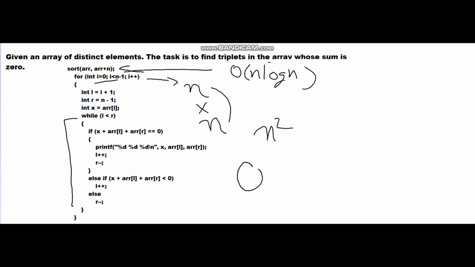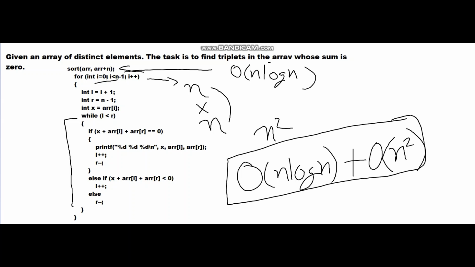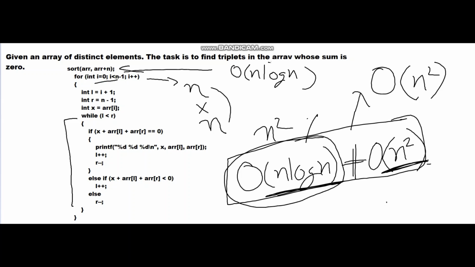So it will become O of n log n, which is used for sorting, plus O of n square for finding a plus b plus c equal to 0. This time complexity can further be written as O of n square, since we know that O of n square is greater than O of n log n, and they are added, so we can basically ignore the O of n log n term. The time complexity becomes O of n square.